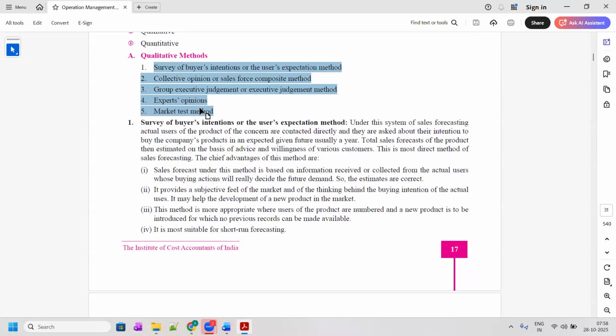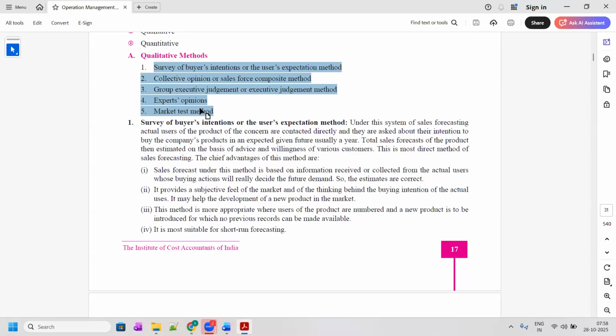You got it right. Yes, sir. And then there is group executive judgment, in which top managers from different departments or groups, like maybe marketing or finance, give their opinions whenever needed, which are then combined to make a sales forecast.